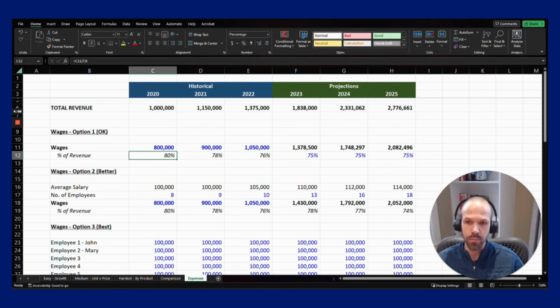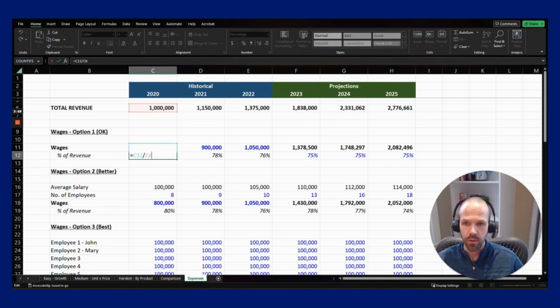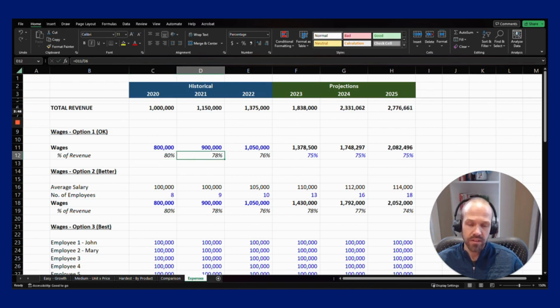So that's as simple as dividing the 800,000 for 2020 by the $1 million of revenue in 2020 as well. So you can see here wages divided by revenue, and that gives you that in this particular year wages were 80% of revenue, and then they went to 78%, and then they went to 76%. So they have been falling as a percentage of revenue.